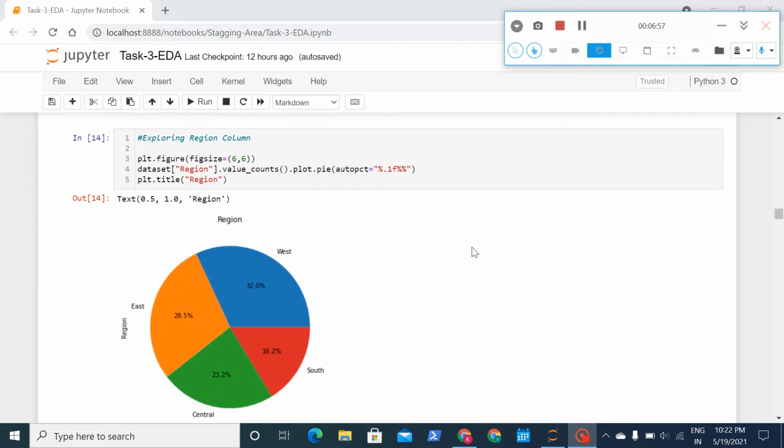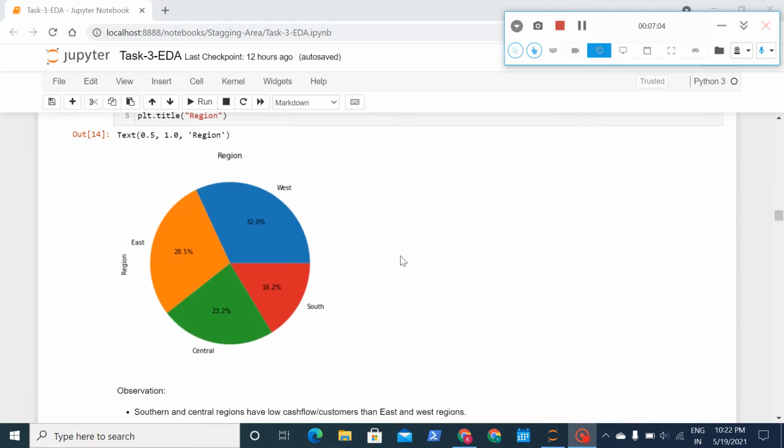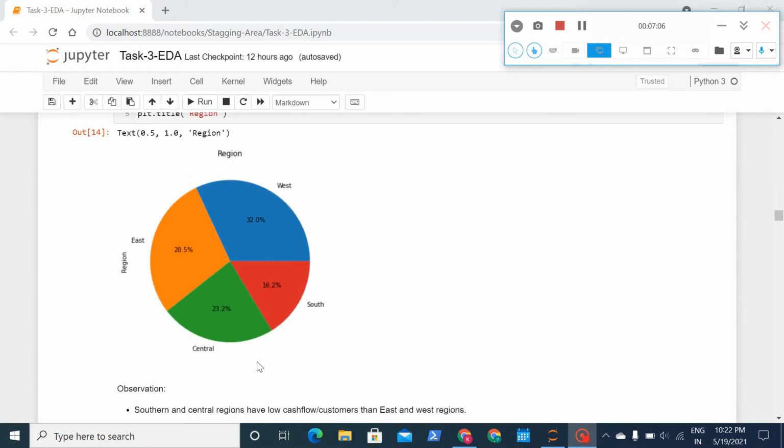Now exploring the region column. It is subdivided into four: east, west, central, and south. We can see that southern and central regions have low cash flow or customers than the east and west regions. So sales should be a concern here. We should take more steps to improve sales in the central and southern parts.